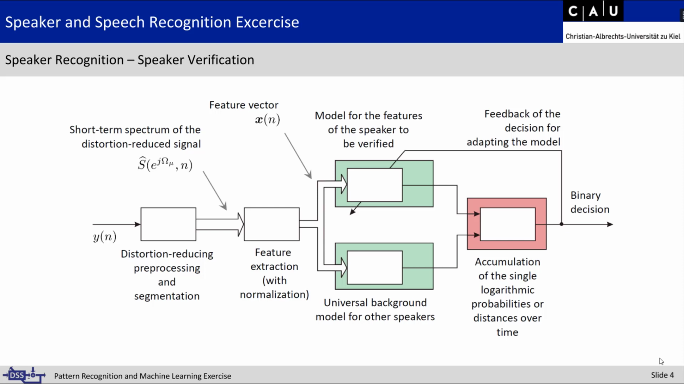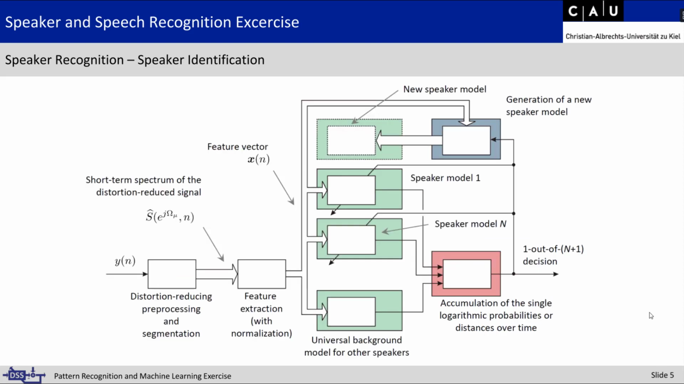And what we can do for training is feed the binary decision back into our model, so we can train our verified speaker model if we know that the person who just spoke is our verified speaker. The second part was speaker identification.